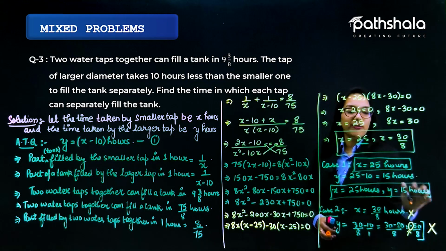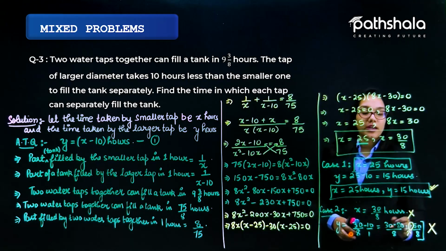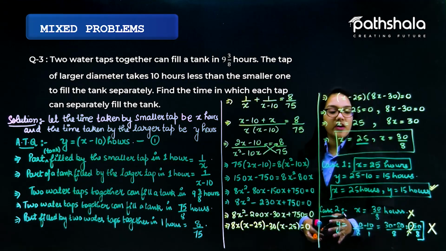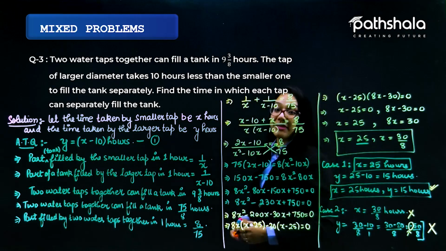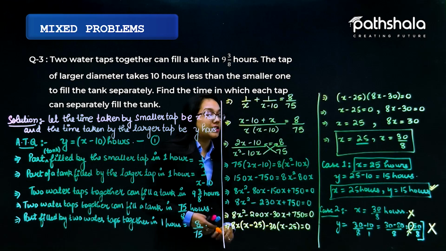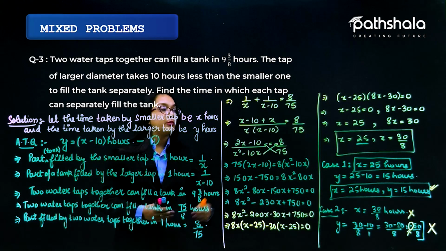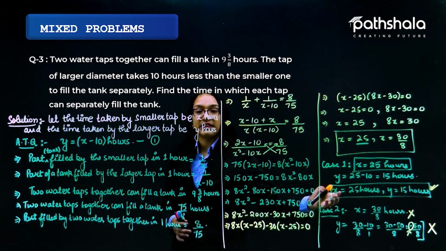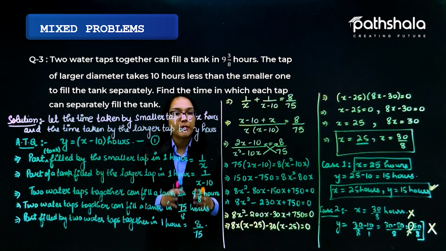Hence the answer is coming from case number 1, and case number 1 is x = 25 hours and y = 15 hours. It means the time taken by the smaller tap was 25 hours and the larger tap is nothing but 15 hours. So this is the solution set of this particular question.